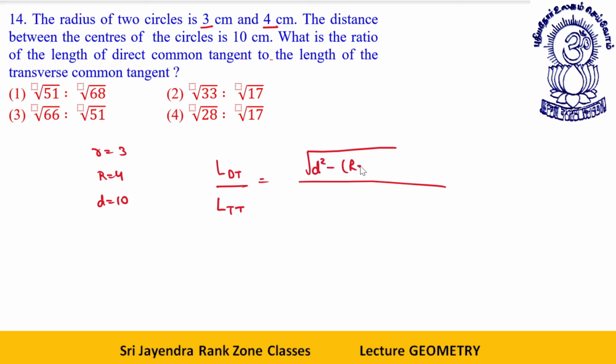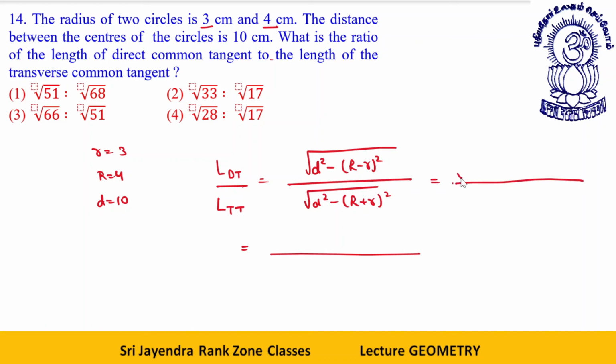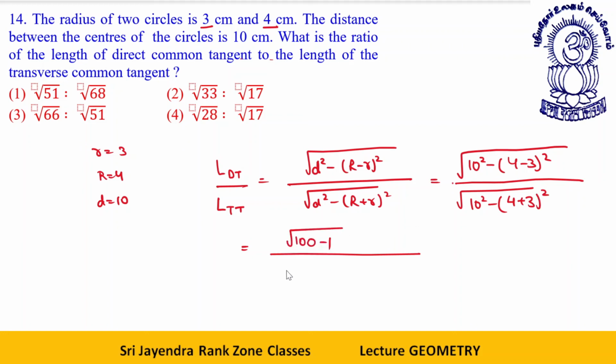The direct common tangent is the square root of d square minus (r1 minus r2) square, and the transverse common tangent is the square root of d square minus (r1 plus r2) square. It becomes: D is 10, square root of 10 square minus (4 minus 3) square upon square root of 10 square minus (4 plus 3) square. That is 100 minus 1.